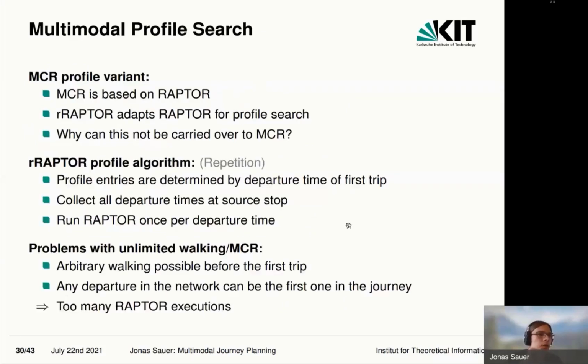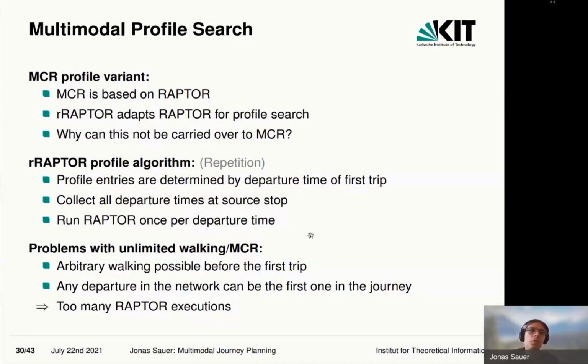I will go over this one fairly quickly, I think. If you remember how R-Raptor worked, we said that we take all possible departures at the source stop, and for each possible departure time, we do 1 Raptor execution. And then we do those in order by decreasing order of departure time. And because at each stop there aren't that many possible departure times, it's not that many Raptor executions that we have to do, and that's why it's efficient.